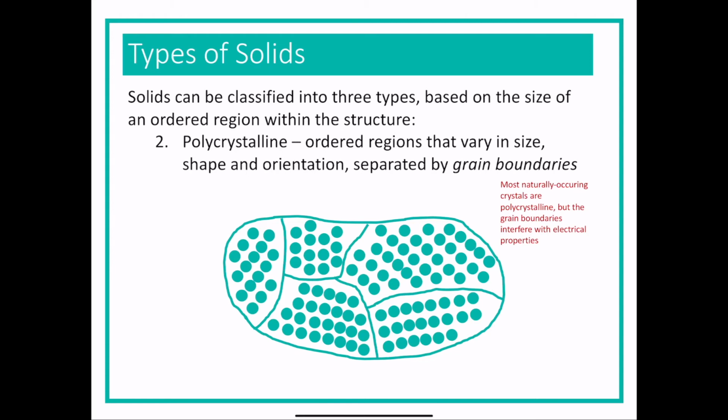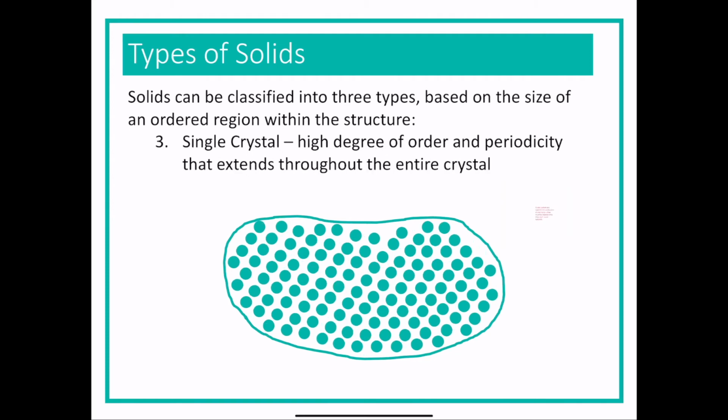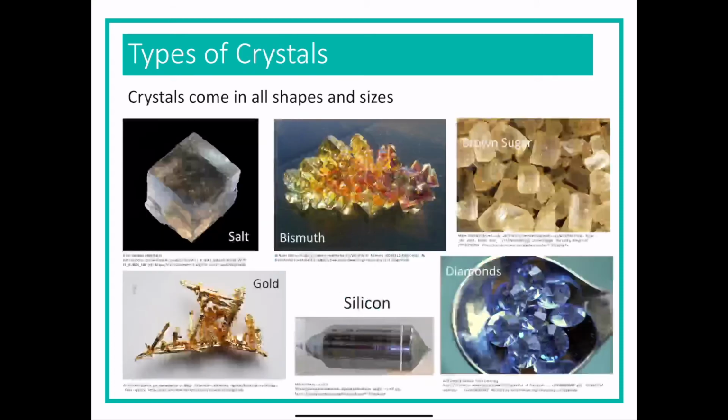So what we like for semiconductor materials is basically a single crystal, where there's a bunch of order all the way through the device. And that's not the easiest thing to obtain. It can be kind of difficult because they don't occur naturally that way. So crystals can come in all different shapes and sizes. You notice that salt and bismuth and gold and brown sugar form kind of different shapes.